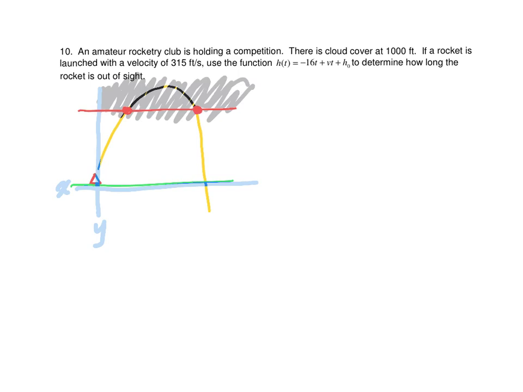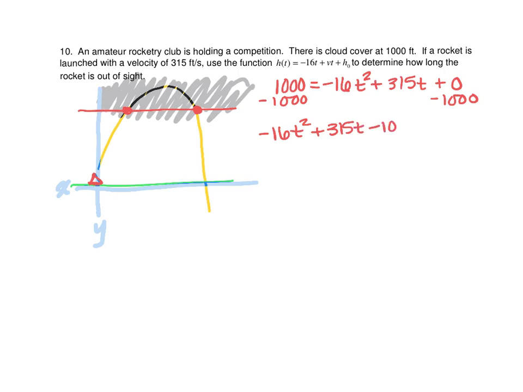So I'll have 1,000 equals negative 16t plus 315t plus 0. And the reason I'm adding 0 is because the rocket starts right here on the ground, so it starts at 0. And that should be t squared. And now I'm going to solve with 1,000. So I'm going to subtract that 1,000 from both sides. So I have negative 16t squared plus 315t minus 1,000.